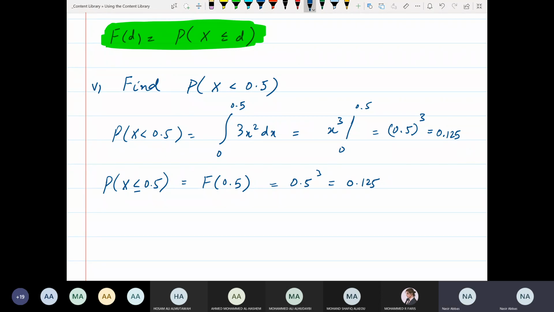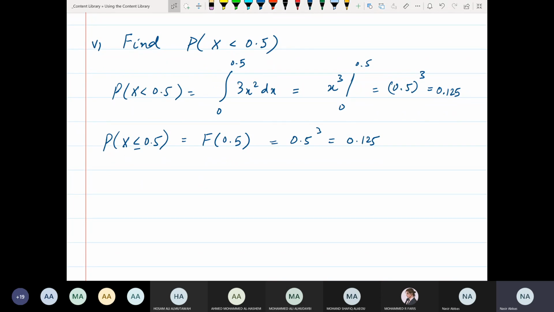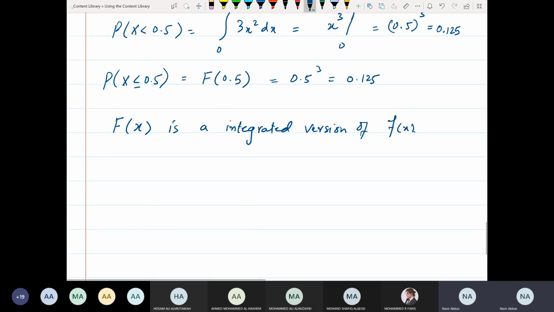So if you have capital F of X available, it is always better to use the second one and avoid integration, because the second one is already an integrated version of the first one. That is, capital F of X is an integrated version of small f of X. If you use small f of X for finding the probability, you will have to integrate. If you use capital F of X for finding the probability, you don't have to integrate.